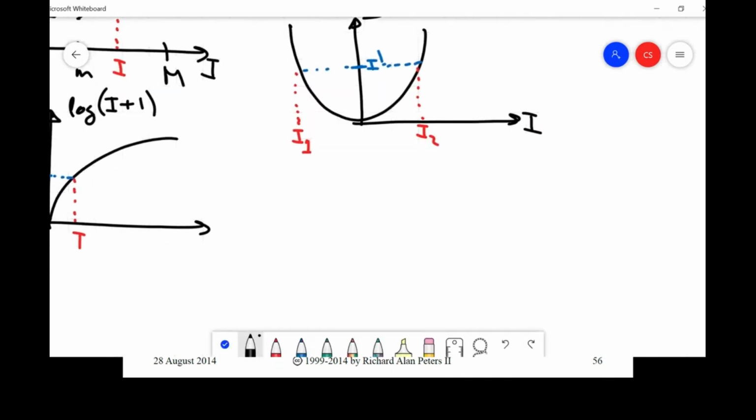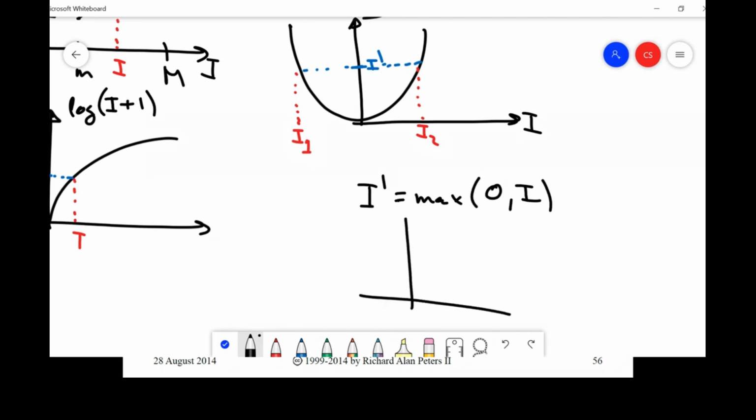It is very common to construct functions like this. So I prime is the maximum of 0 and I. So that function is like this. Let's make it clear. Always that you make a drawing, always put the labels. If you don't put the labels, that drawing doesn't mean anything. That plot doesn't mean anything. Okay, so this is the function.